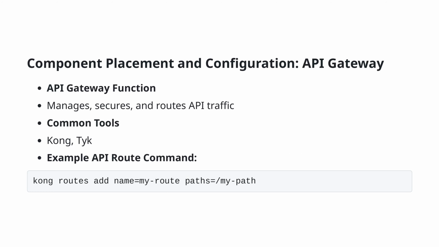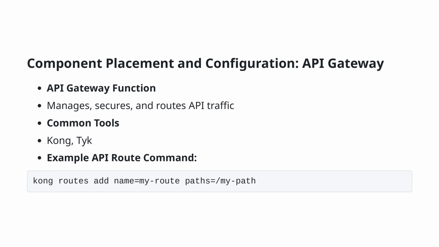Let's dive into another vital aspect of component placement and configuration, the API gateway. An API gateway is fundamental in managing, securing, and routing API traffic within your system. This component acts as an entry point for client requests directed towards microservices, offering a layer of abstraction and facilitating the enforcement of policies such as rate limiting, authentication, and logging.